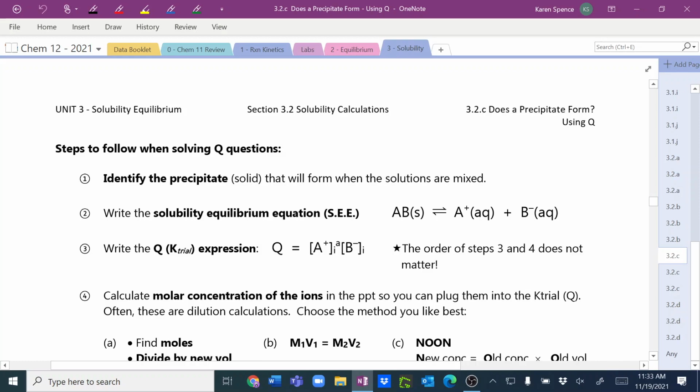Okay. So in these Q kind of questions, this is just like Q for equilibrium. When you had Q at equilibrium, what were you using it to do? Find the direction of the shift, yes?